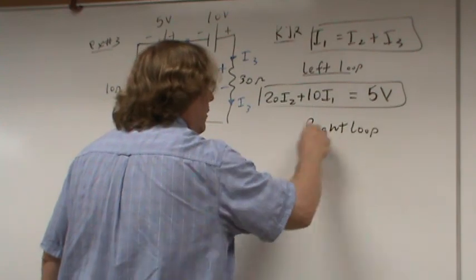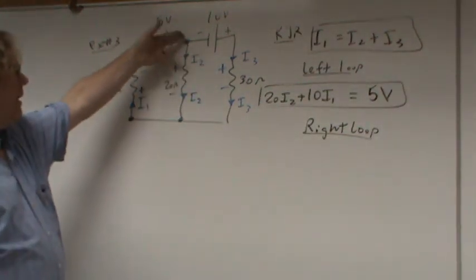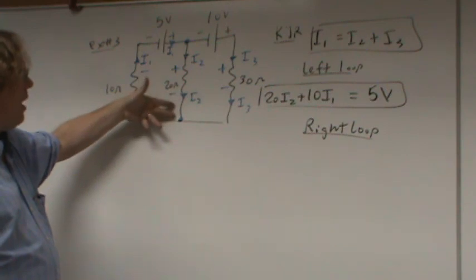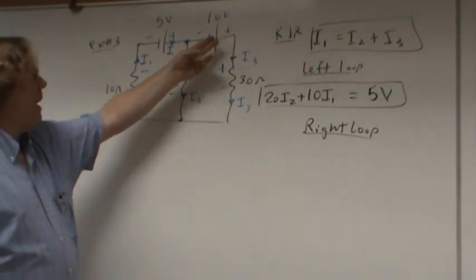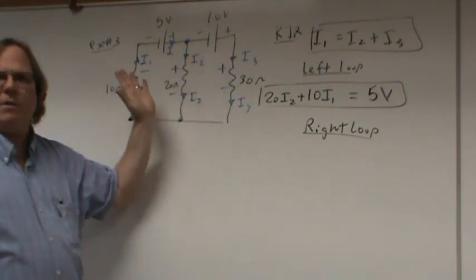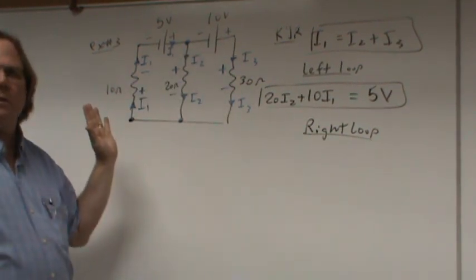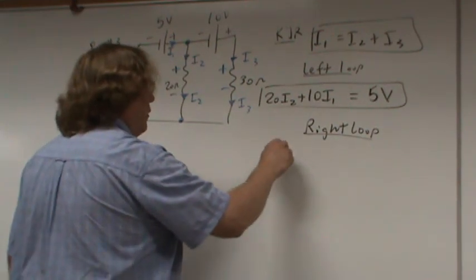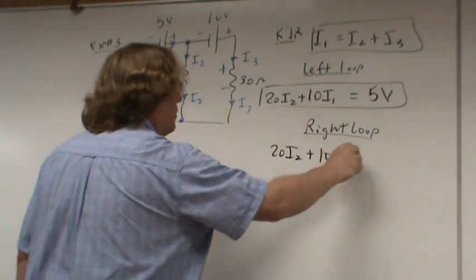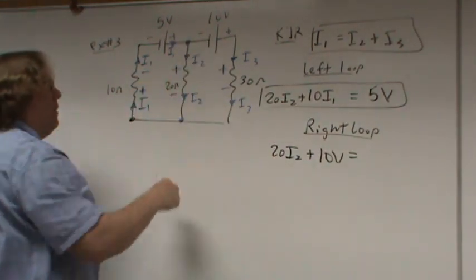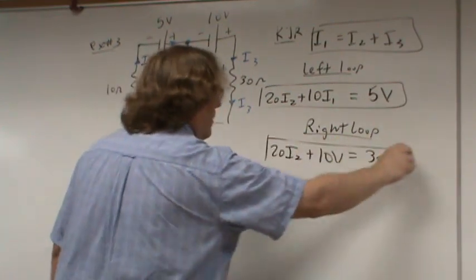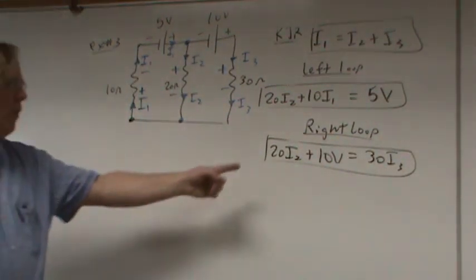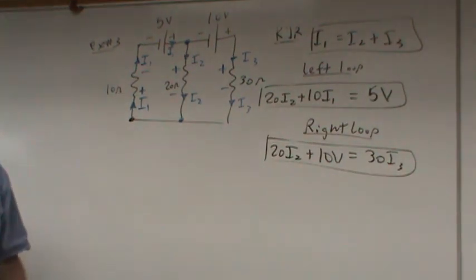I want to just show you on the right loop, if I start here and go this way, do you see that I've got a drop, a rise, and then a drop? My 20 times I2 and my 10 volts, those are both drops. They should be on the same side of the equation, right? I've got 20 times I2 plus 10 volts. Those are both voltage drops as I go around the loop. This is a voltage rise, so it's 30 times I3. So that's it. If you do the right loop, the 20 I2 and the 10 volts should be on the same side of that equation, whether you went clockwise or counterclockwise or whatever.